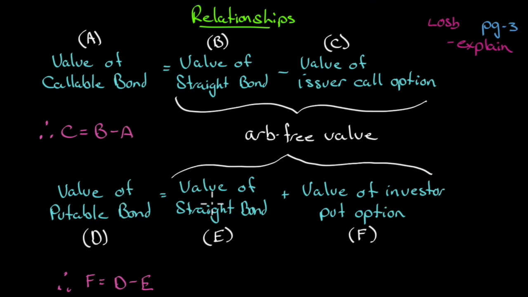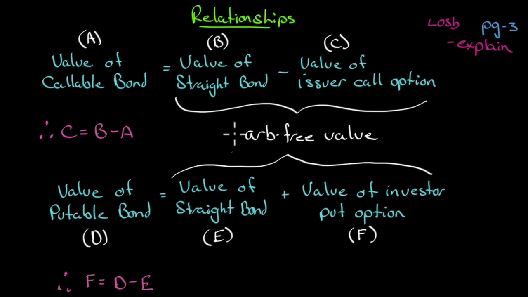So it should be the same as a straight bond, but if it has a put option, it has more value, so we should be adding the value of the investor put option. So the puttable bond is equal to the value of the straight bond plus the value of the investor put option. Now, it doesn't take much thinking to say, well, what if they both had a call and a put?